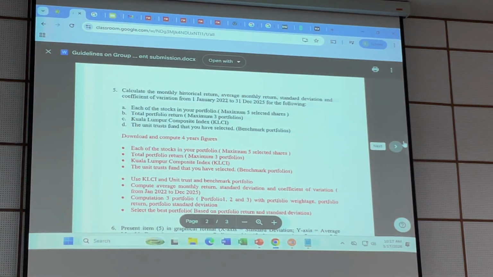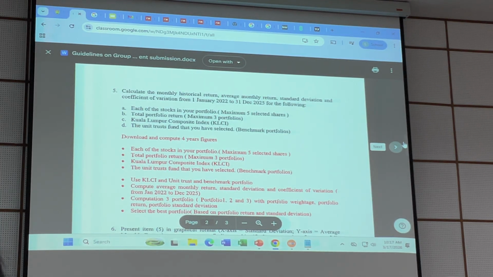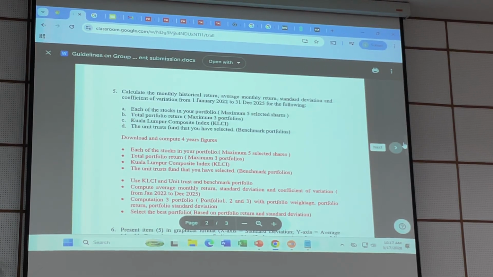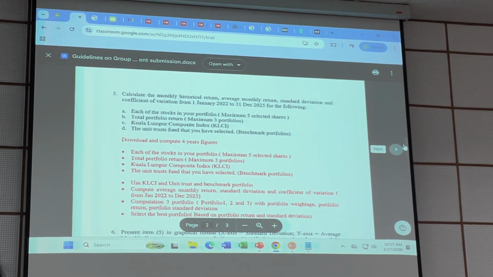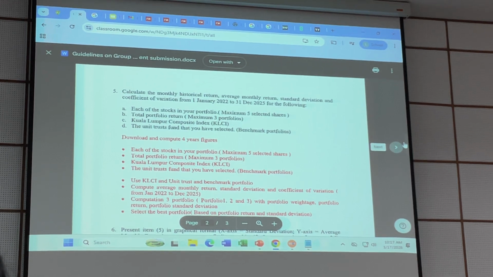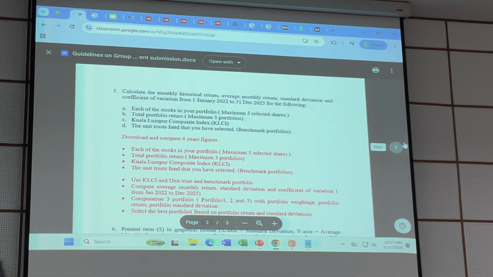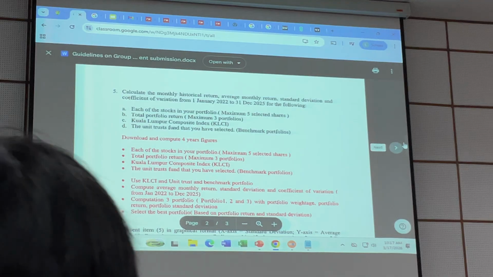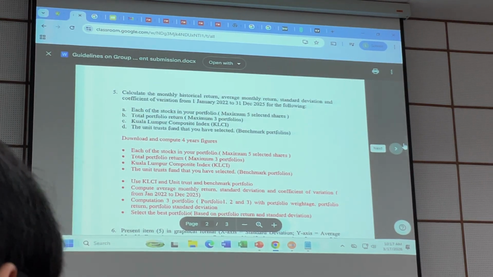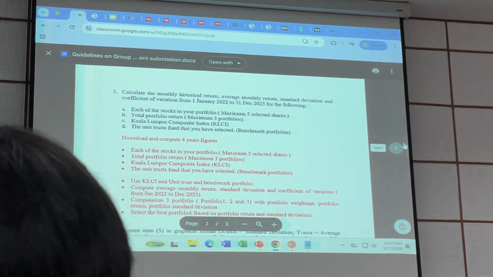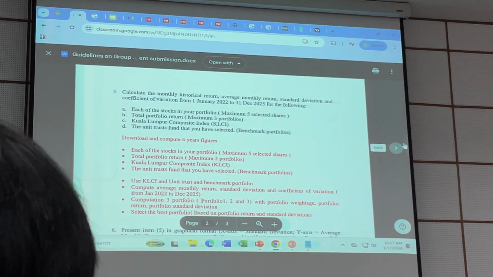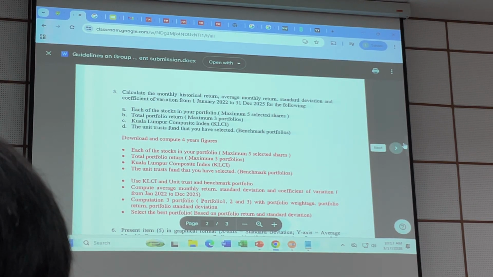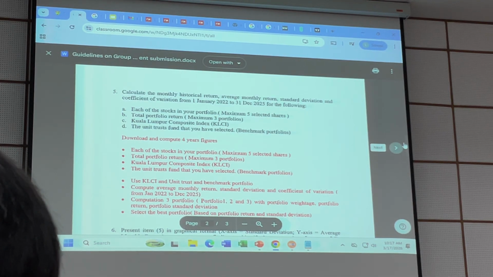Later we will show you one of the Excel files. And maximum 3 portfolios. So how do you divide the portfolio? Based on 5 stocks, 3 portfolios, that means you decide the weights. For example, portfolio 1, every stock you equally give 20%. Portfolio 2, you may allocate 30% for finance, and maybe 20% for tech, or maybe another 20 or 25 go to other sectors. So maximum you go to 3 portfolios, use KLCI as a benchmark, and the unit trust fund you select as a benchmark as well. So you got 2 benchmarks, the KLCI benchmark, and the fund you select as a benchmark.